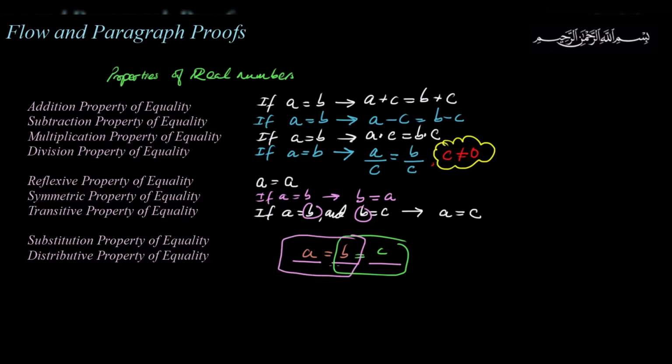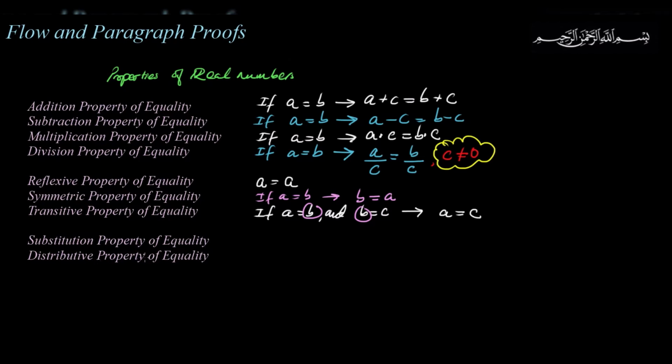If A equals B, and B equals C, then you can say that A and C are related. A equals C, like this. So that's the transitive property of equality, and it's very important to be able to articulate that one as well.